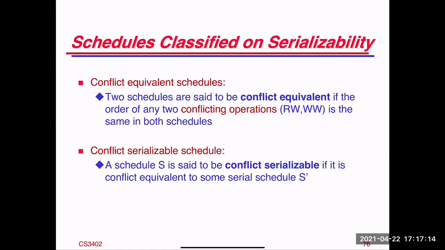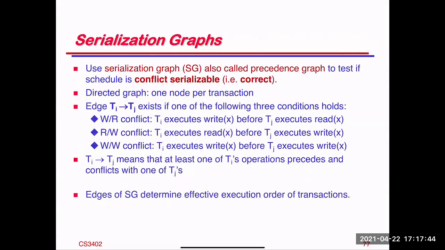Whenever you have such a conflict between two transactions, you can think of them as accessing the same item in a somewhat dangerous way. And we defined this notion of a conflict serializable schedule. We're saying that the schedule is conflict serializable if it's conflict equivalent to some serial schedule, meaning all these conflicting operations are happening in the same order in the two schedules. And based on this, we defined the serialization graph.